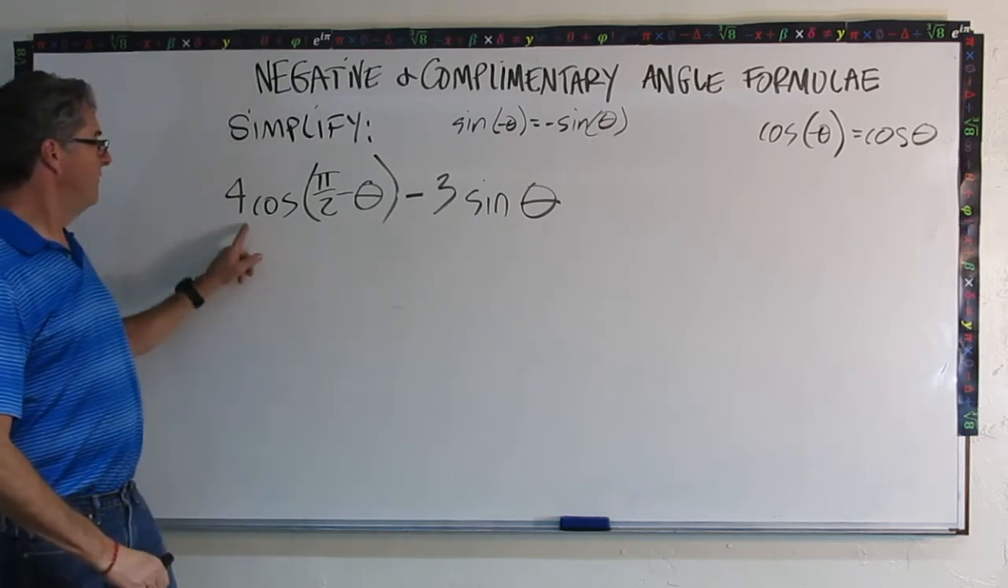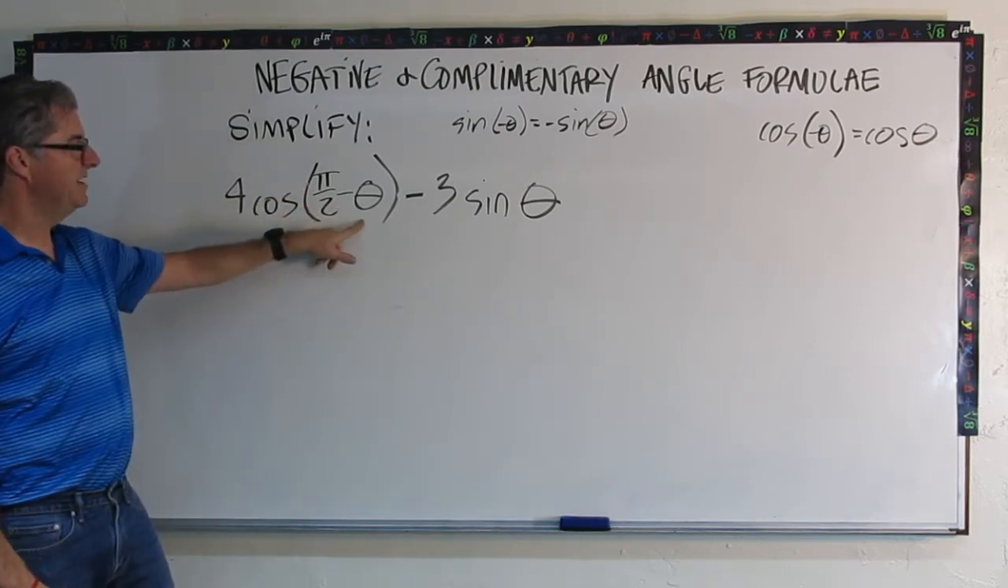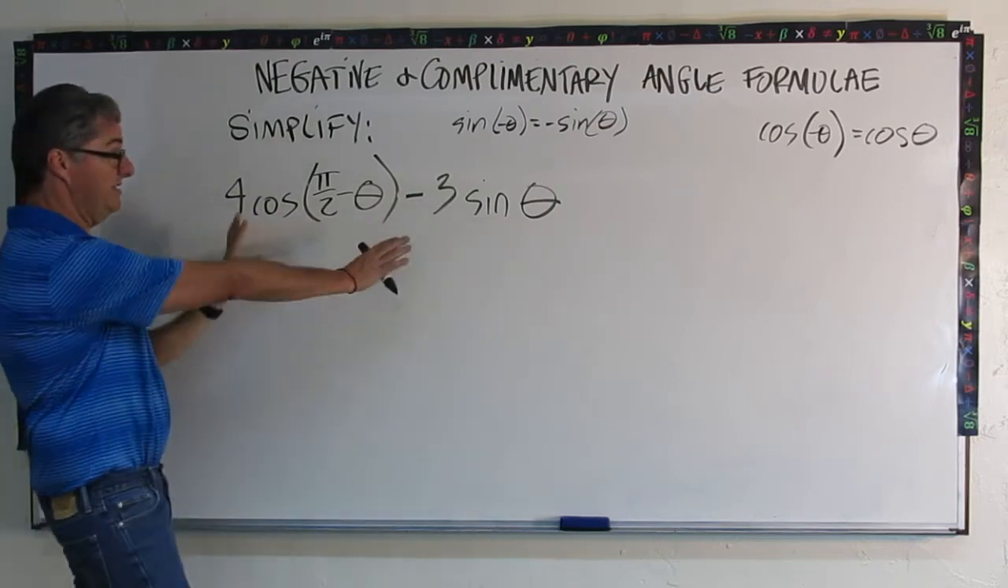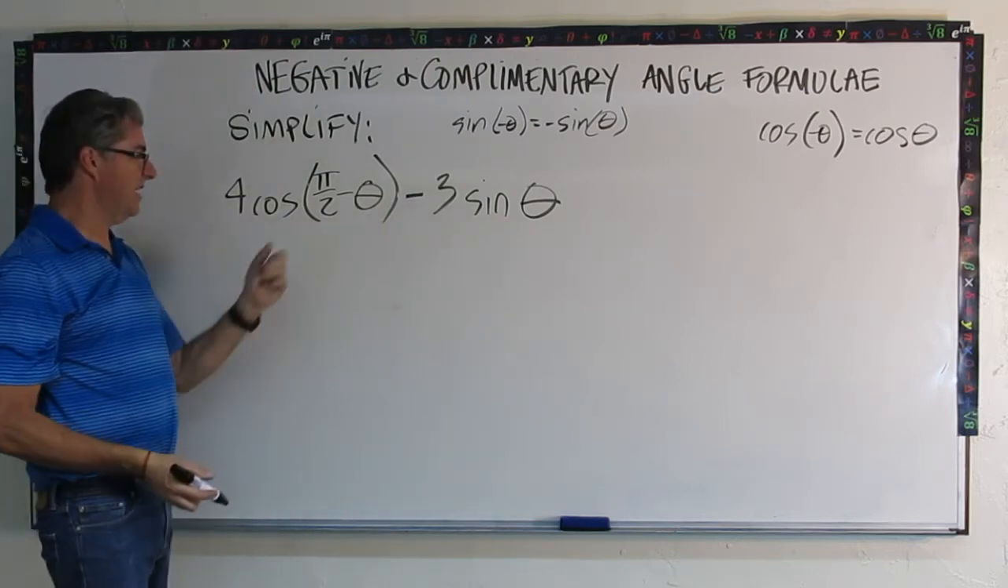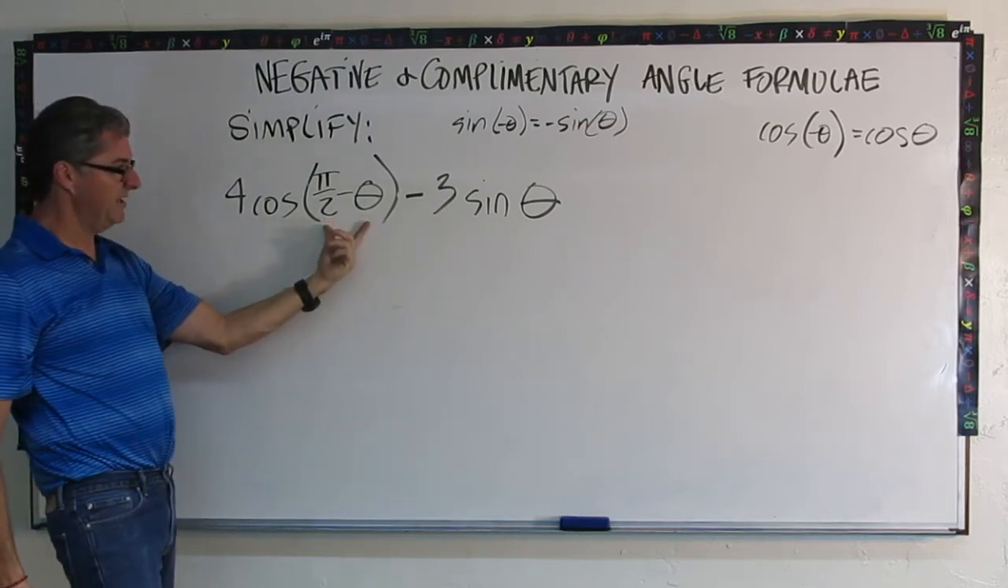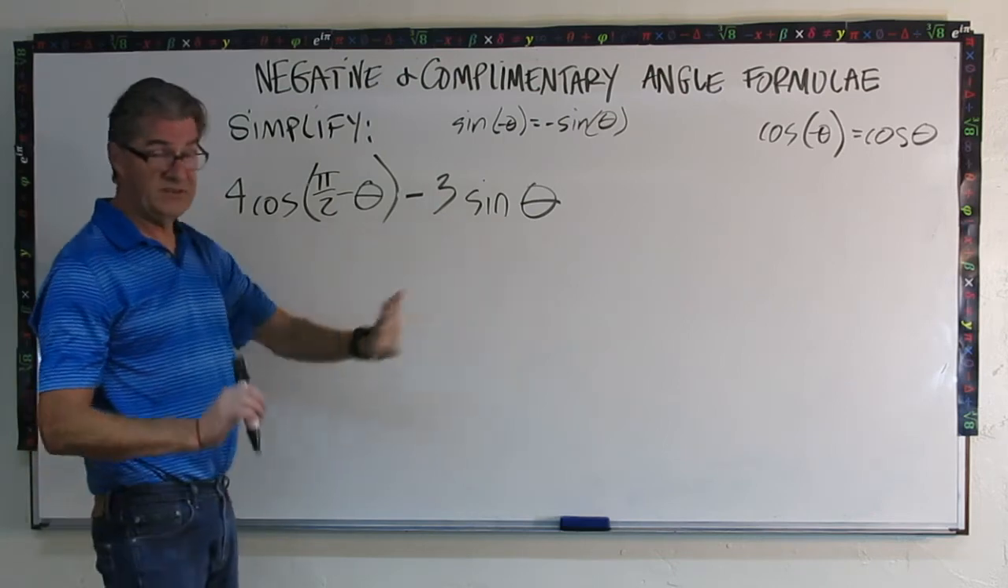Check this out. 4 cosine pi over 2 minus theta minus 3 sine theta. So right now, I don't see a way I can combine these two terms yet, because I got a cosine here, a sine there. I don't have a theta there. I have a pi over 2 minus theta, whatever that is, and a theta there. So I've got some work to do.